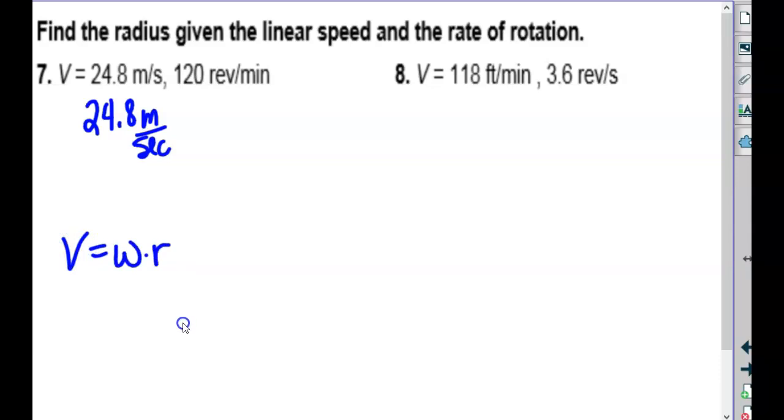How we doing? Does that look familiar, guys? So how do we solve that for r? Because we're supposed to find the radius. What do we have to do to get r by itself?